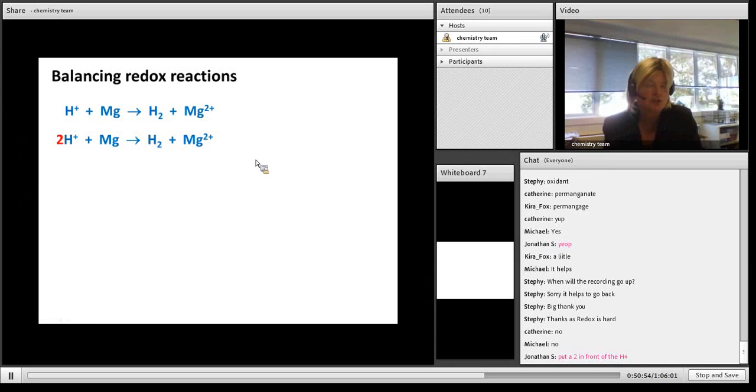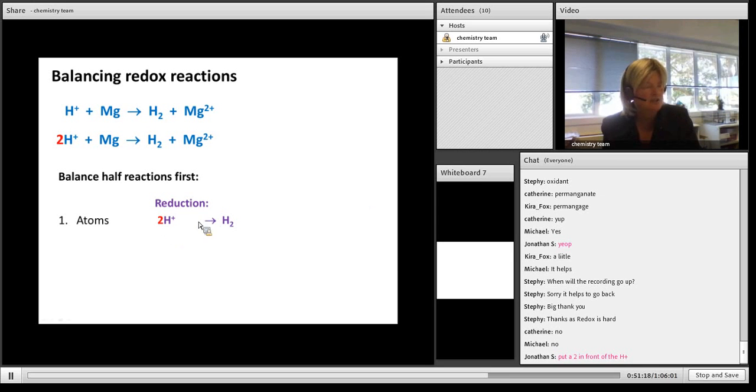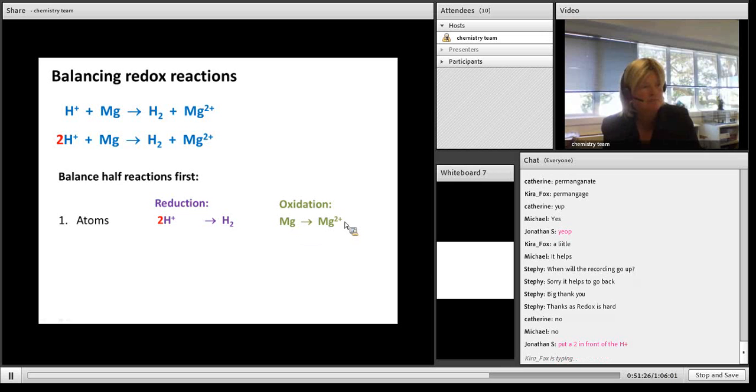But I want to use this example to show you the steps for the redox, because when you get to a tricky one, like we had with the dichromate, you can't just look at it and give the answer. So what do we do? We first look at the half reactions. So what are my half reactions? The first step for each one is the atoms. So in the reduction, I've got H+ going to H2, and I've got to put a 2 in front. For my oxidation, I've got Mg going to Mg2+. I've got one magnesium. Those atoms are balanced. So my atoms are all balanced now.